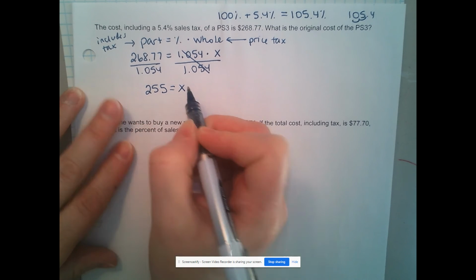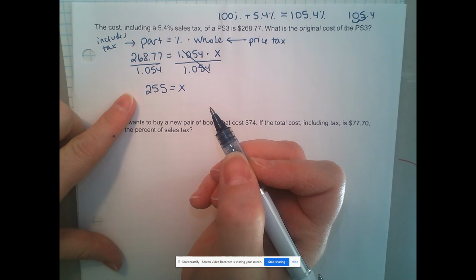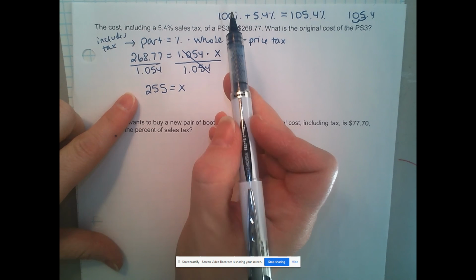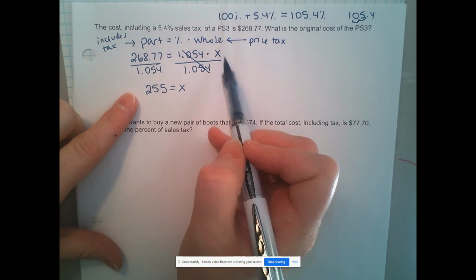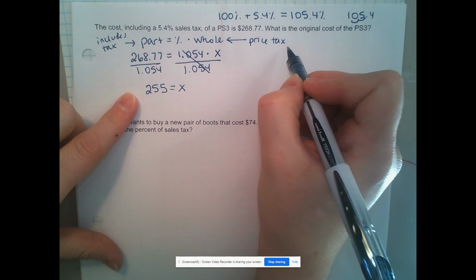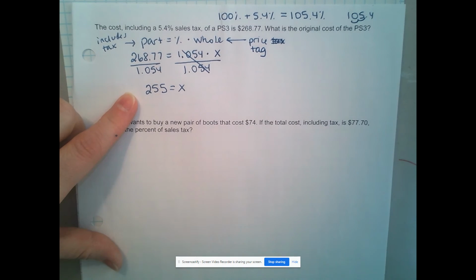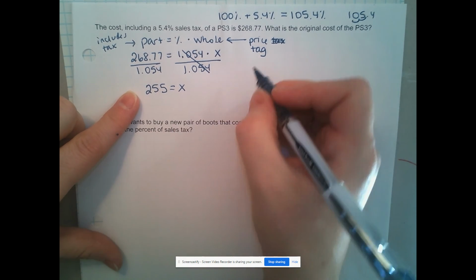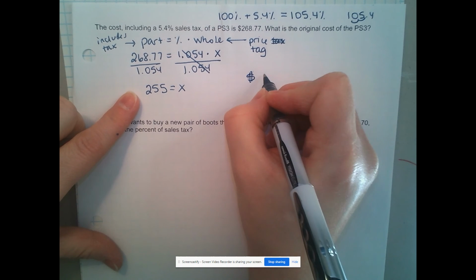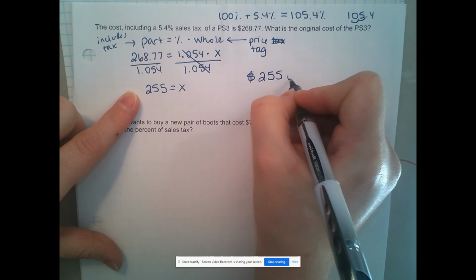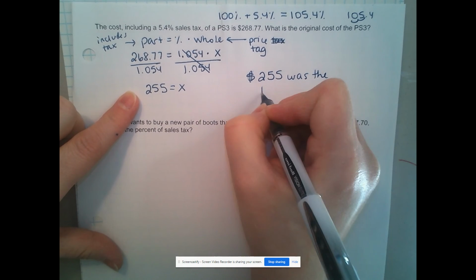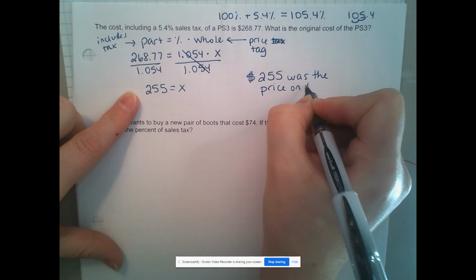But you would need to know how to interpret that. What does that 255 mean? The thing we were looking for was the whole, the price. Oh, sorry, I wrote here price tax. Price tag is what I meant to write. I apologize for that. 255 was the price on the tag.